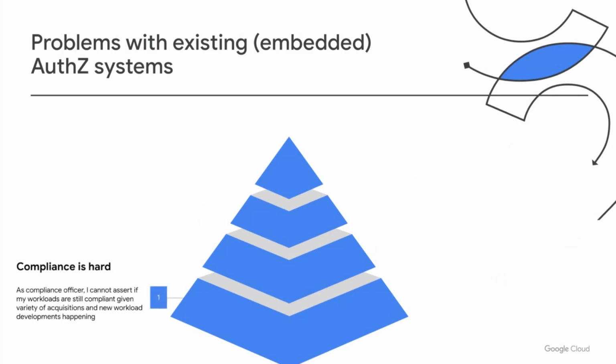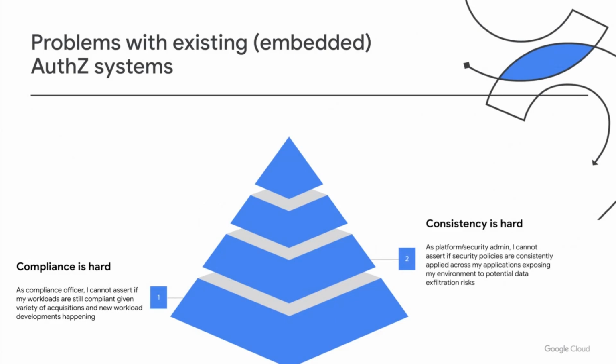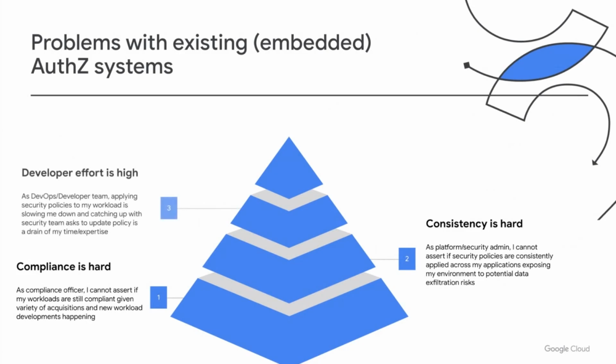First is compliance, right? As a compliance officer, it's very hard to prove to an auditor that all of your applications are following what the regulators require because every application has its own policy language. Second, consistency. It's very difficult as a security or platform admin to assert that the security posture of your company is consistent across all applications because every application has taken its own path to enforce policy.